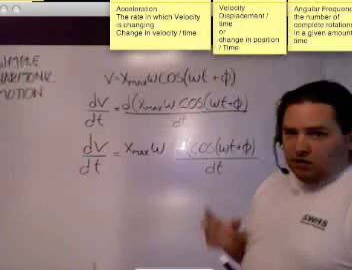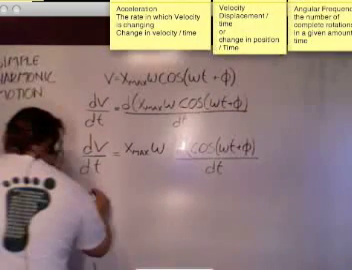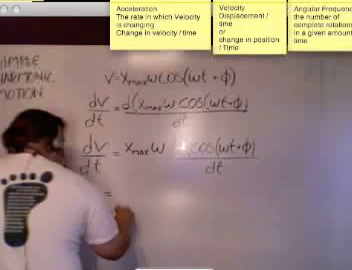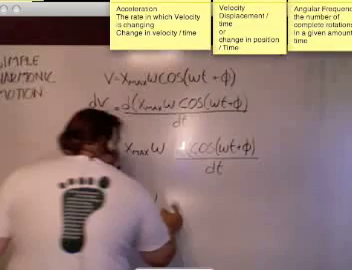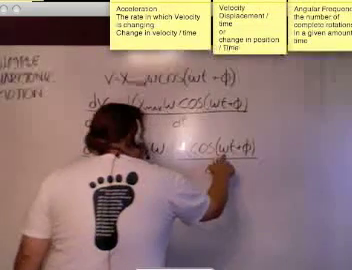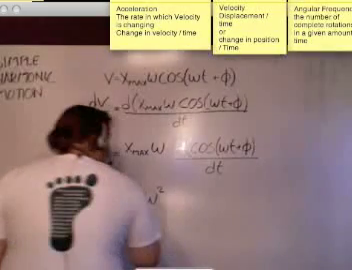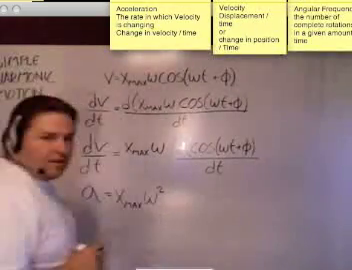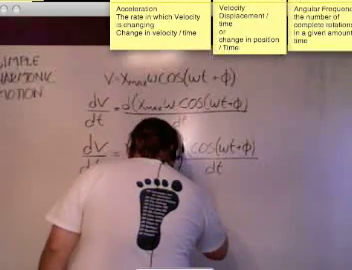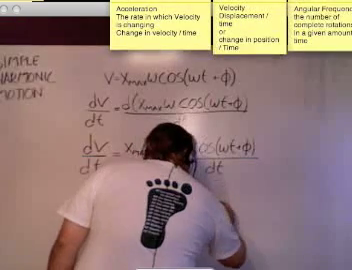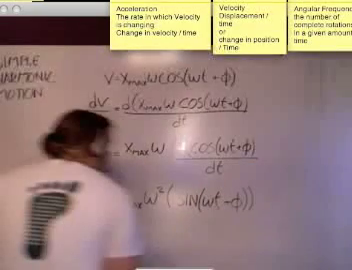So what that ends up looking like is the change in velocity over time, which equals acceleration, is equal to x max times omega. Now when I take the derivative of this, this omega gets copied and brought outside. So that becomes omega squared times, and the derivative of cosine is a negative sine, so I'm going to put a parenthesis around it: negative sine of omega t plus phi.